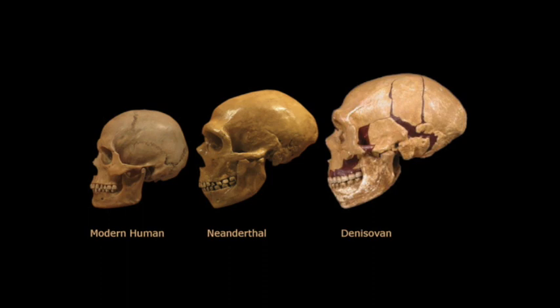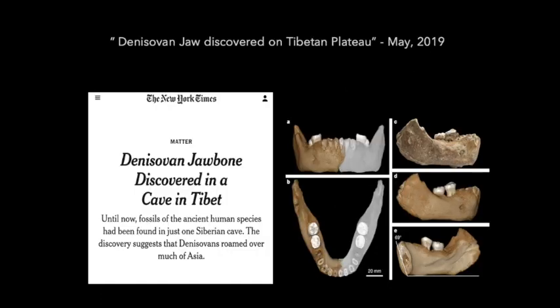Here is a suggestion of what they would have looked like in terms of comparative size, but in terms of morphology, like facial features and so on, no idea. Until, again, I had to make this edit like 3 weeks ago, they found a jawbone of a Denisovan in the Tibetan plateau. And there's also some very, very interesting genetic relations, which we'll go into.